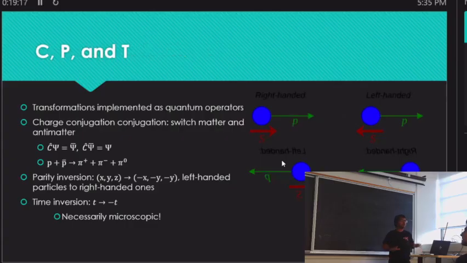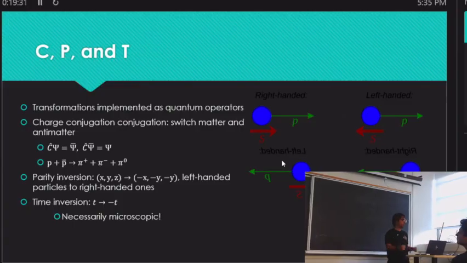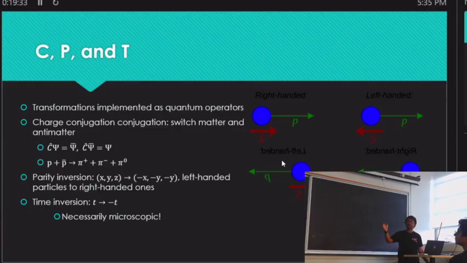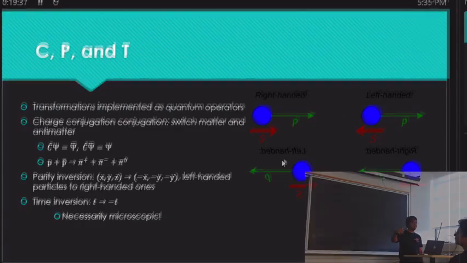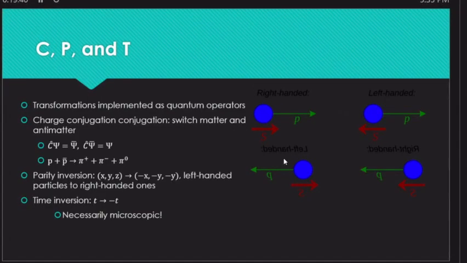So at this point, we're really working in the quantum world, and so we interpret transformations as quantum operators acting on state vectors. And so charge conjugation basically just means switching matter and antimatter. So C acting on psi gives you psi bar, which is the antiparticle version, and then C acting on psi bar gives you psi. And so basically, all this does is switch the electric charges and the other charges. Parity inversion then is to flip the spatial coordinates.